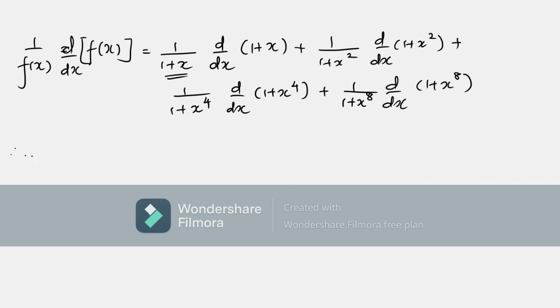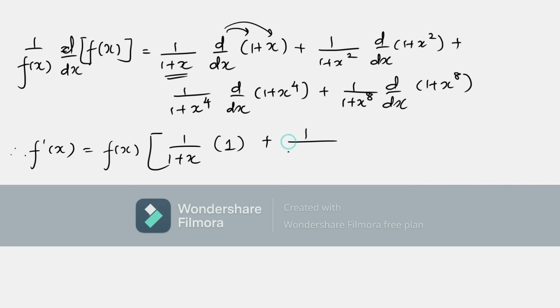Here d by dx of f(x), that is, we are finding the derivative of f(x), that means f'(x) is equal to f(x) goes to the right-hand side and multiplies 1 by 1 plus x. What about the differentiation of 1, which is 0? Differentiation of 1 is 0, and the differentiation of x with respect to x is 1. So by the way the answer is 1 plus 1 by x square. Here again differentiation of 1 is 0, but differentiation of x square is 2x. Both are plus, no negative sign is there.